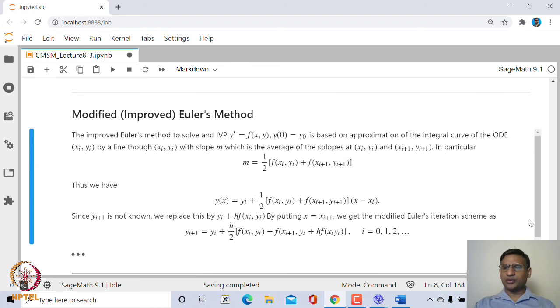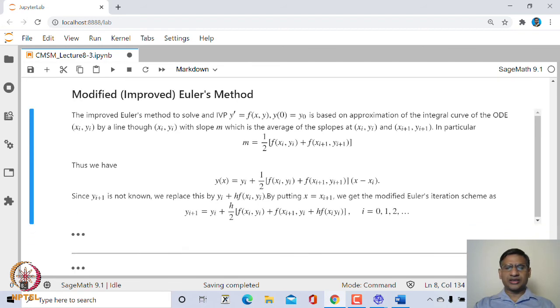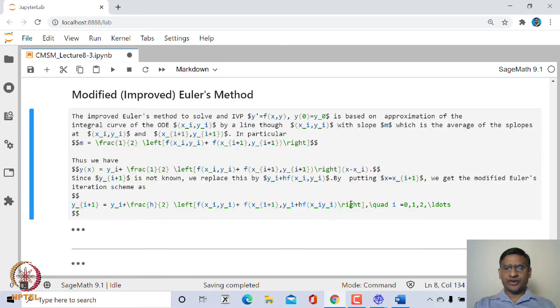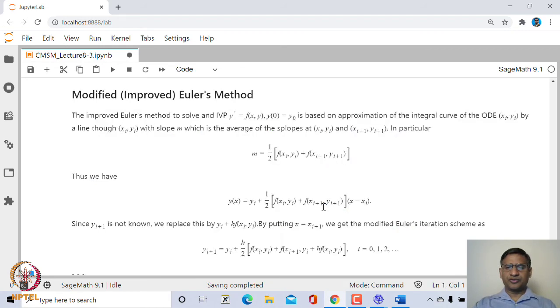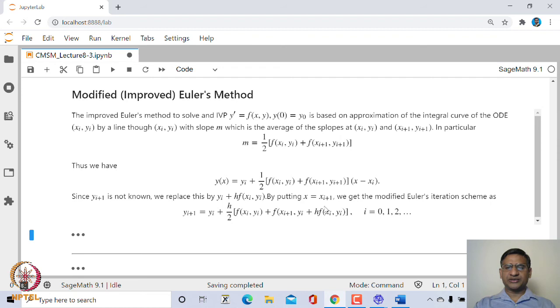But if you notice, this requires the value of f at xi plus 1, yi plus 1, but yi plus 1 is not known. So we know only yi. Therefore, what we do is we replace this by h times f of xi, yi. We replace it by this, there is a comma missing here. So we replace this yi plus 1 by h f of xi, yi.